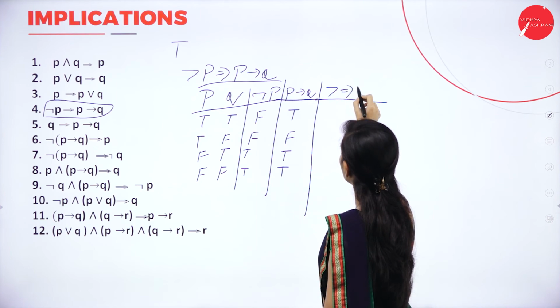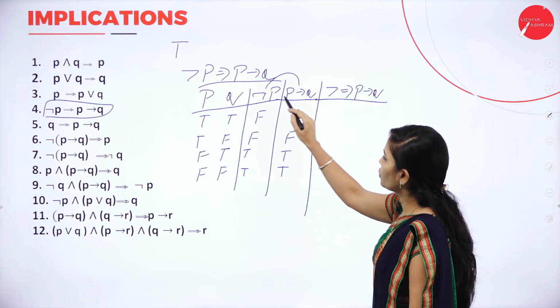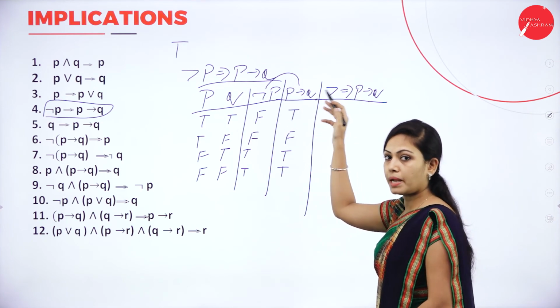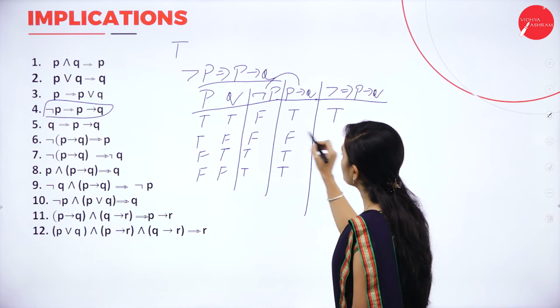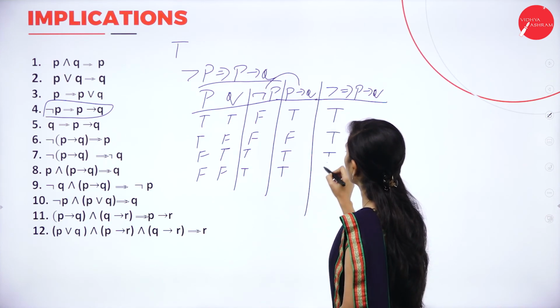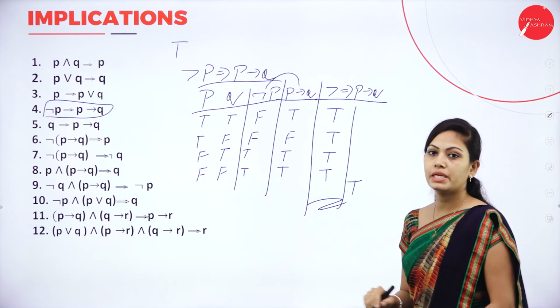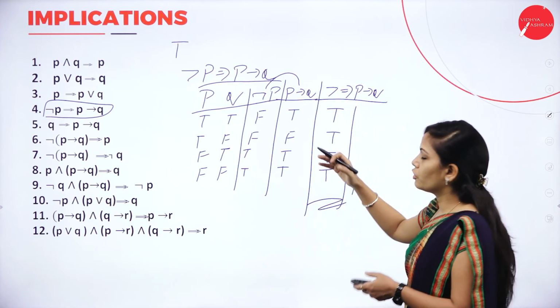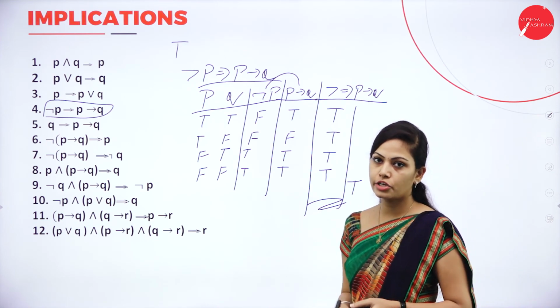So now I will find out negation P implies Q. Here I will use only this negation P implies Q column. False, true means it is true, false, false is true, true, true is true, true, true is true. So it is a tautological implication. So all the truth values should be true only. Then only we can call it a tautology.